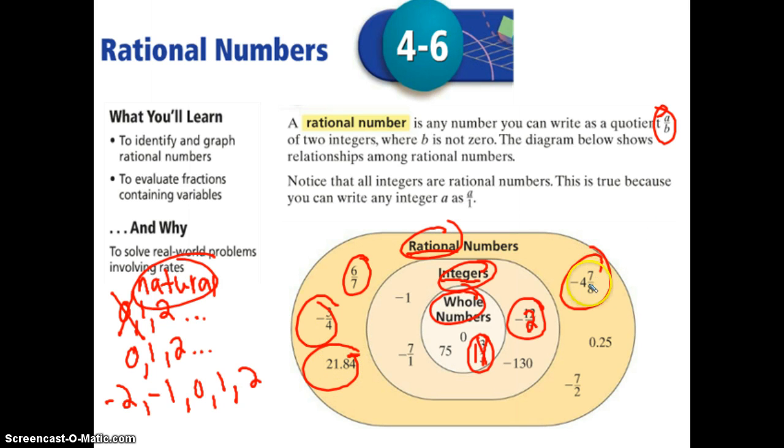We have a mixed number with a fraction, same as these ones. It's still a rational number. We have a decimal that ends. Okay? That's called a terminating decimal. That means it ends and it's done.